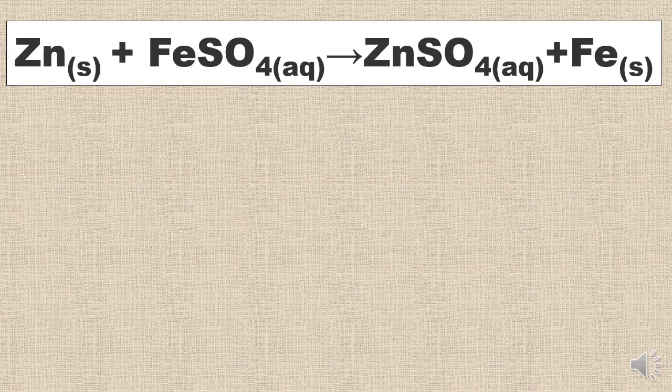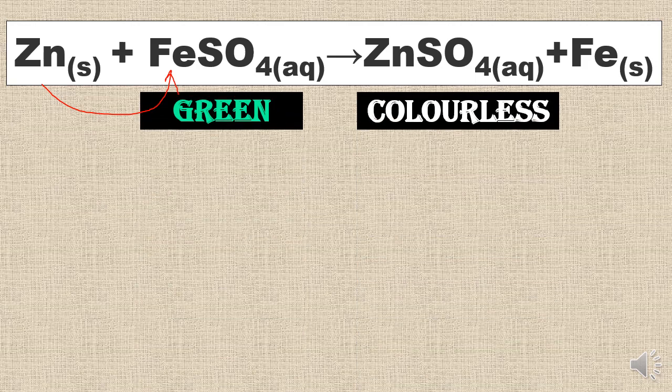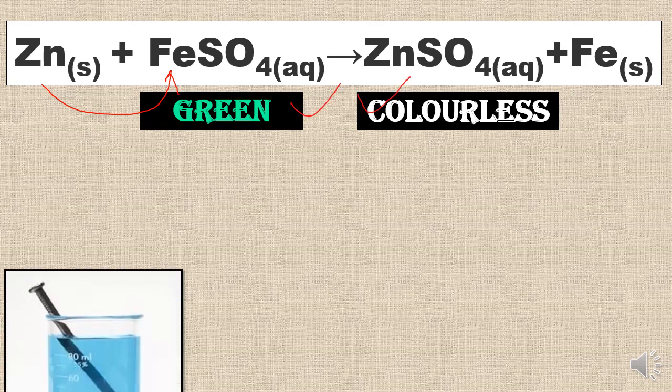Let's look at this reaction. Here, zinc is more reactive than iron, so it displaces iron and we get zinc sulfate and iron. During this reaction, the color of the solution changes from green to colorless. From exam point of view, if possible, please try to remember the colors of the chemicals. It will be very helpful for you.